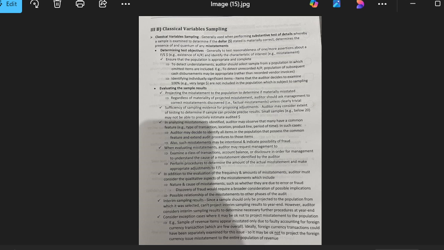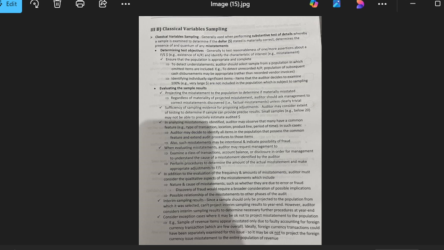Determining the test objectives. Generally, to test the reasonableness of one or more assertions about the financial statement dollar amount and identify the characteristic of interest, that is the misstatement, and also to ensure the population is appropriate and complete. So in this case, to detect understatements, the auditor should select the sample from the population in which the omitted items are included. Also, individually significant items that the auditor decides to examine 100% are not included in the population which is subject to the sampling.